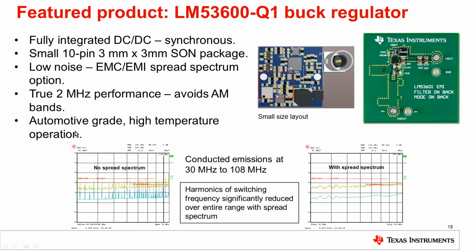Now we talked about the automotive front-end DC-DC converter LM53603 for the ADAS processor, but we have also designed a different converter for lower power applications like this: LM53600 as well as LM53601. So LM53600 is capable of delivering 650 milliamp and LM53601 is capable of delivering 1 amp of current.